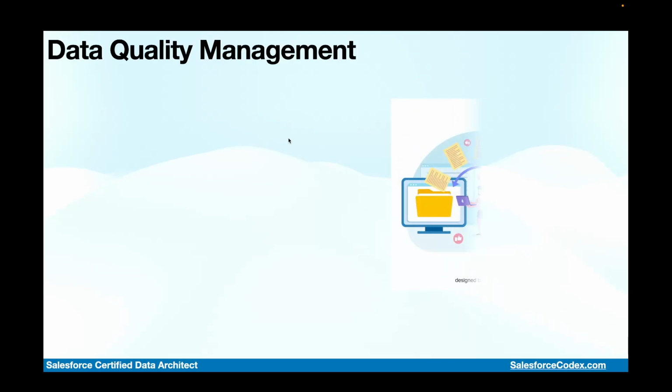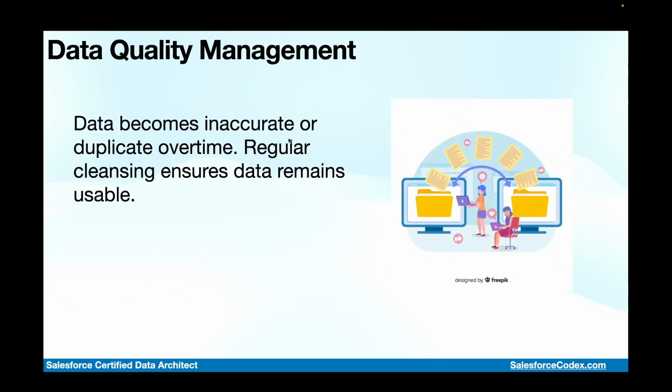Next, we have data quality management. Data becomes inaccurate or duplicate over time because we keep adding data as the business grows, and this data is entered from different channels. It could be API, through the UI, or through a database, right? So if proper validation is not there for a particular object, invalid data can be entered. We should regularly clean all those invalid data so that the data will remain usable in our system.